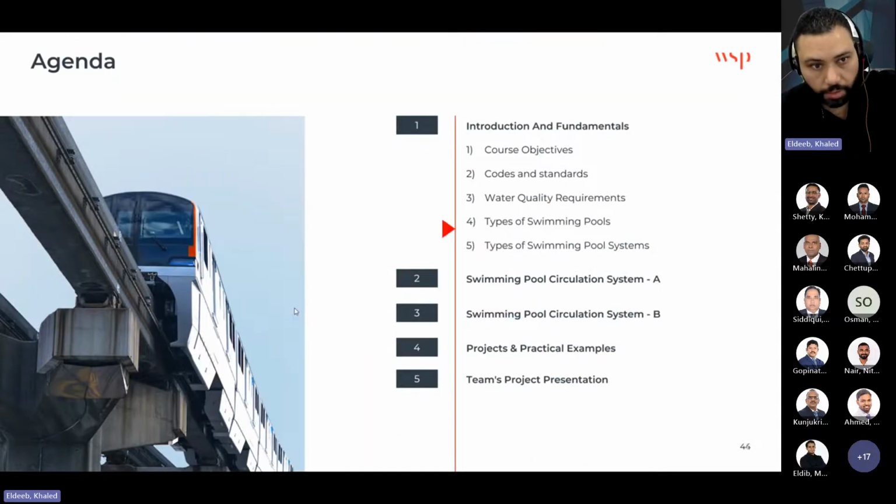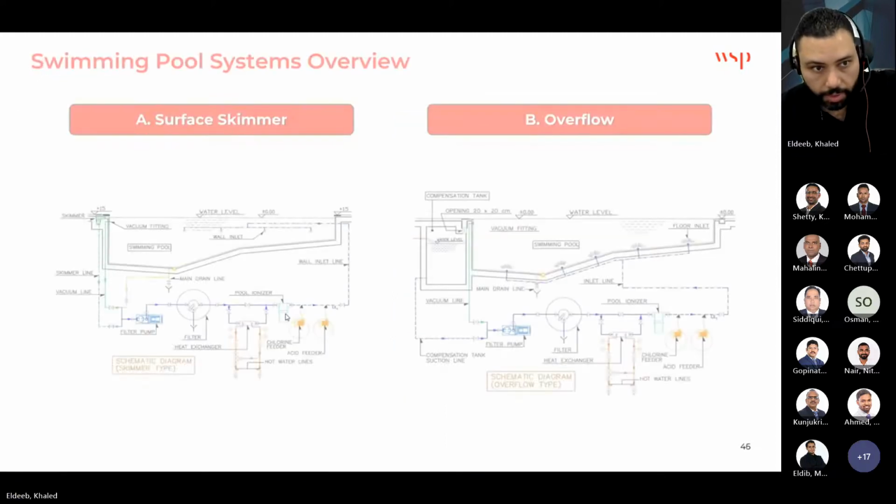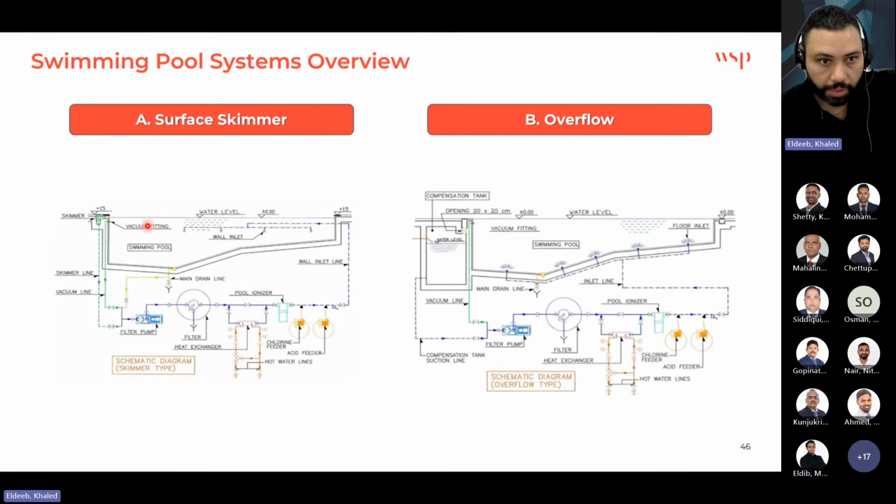Okay, so here it is, the last topic: types of swimming pool systems. For us here, we start with the most common types of systems that we have in our plant room. There are two types: skimmer and overflow.